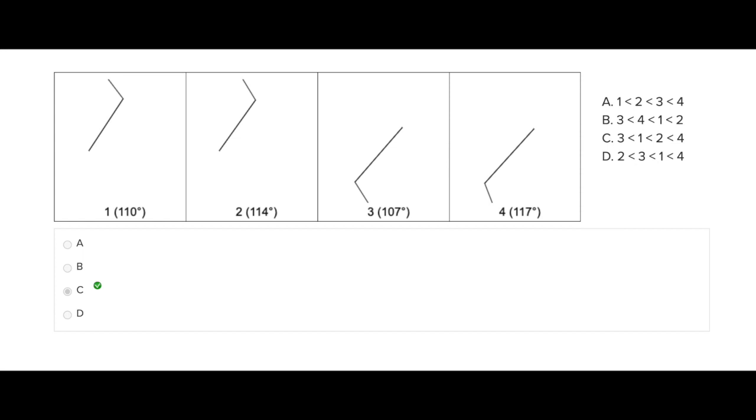So the largest angle was angle 4, so that would be the least steep hill or the laptop that's the most wide open, and angle 3 would have been the most steep hill or the laptop that's the least open. So you should have gotten the answer was C.